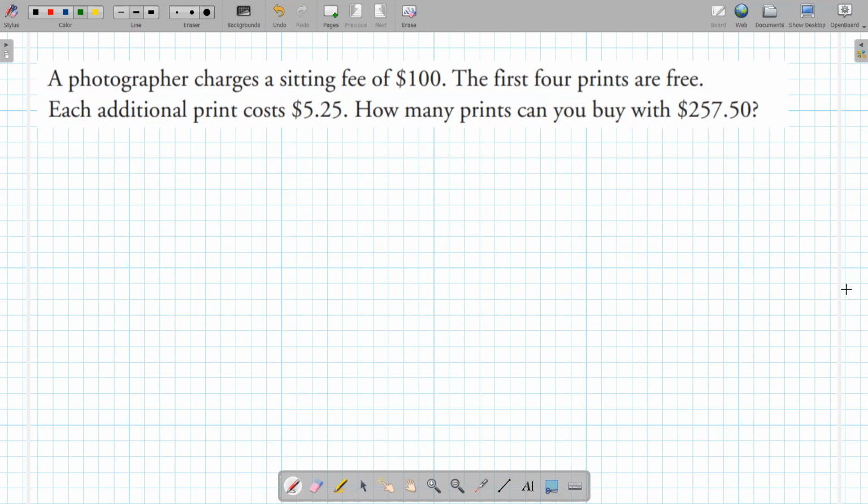So 257.50 would be Y. Yeah, good. So what does the Y actually represent? It represents the total cost, right? In dollars. And what does X represent? Additional print cost. So what's the equation here?